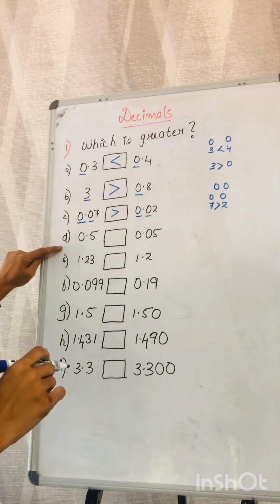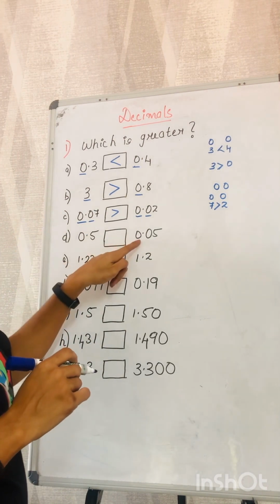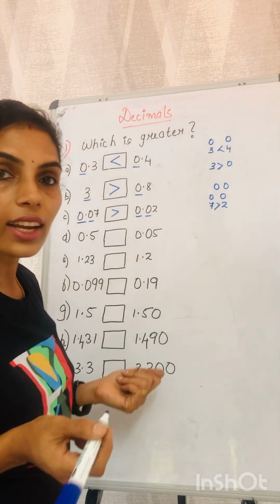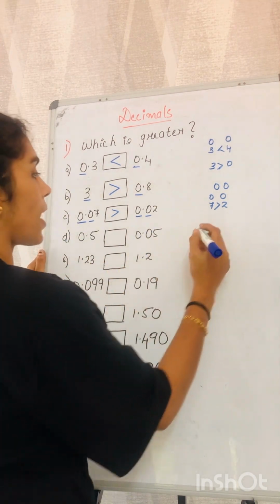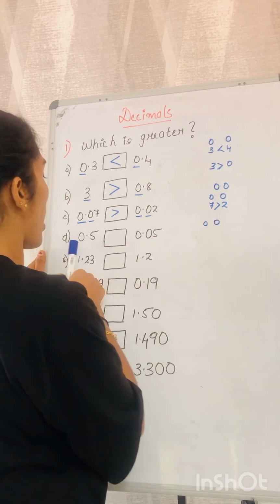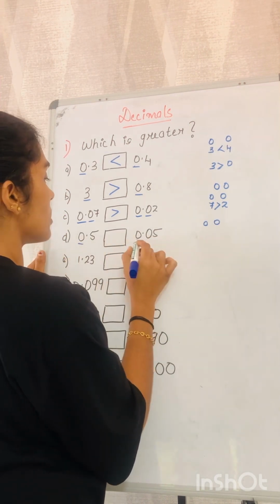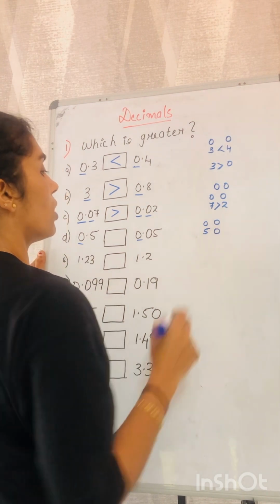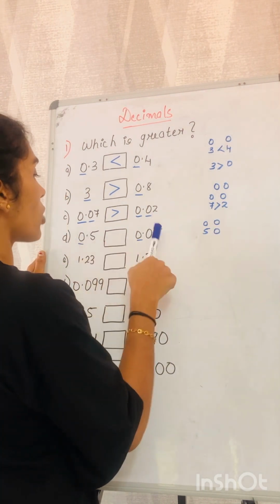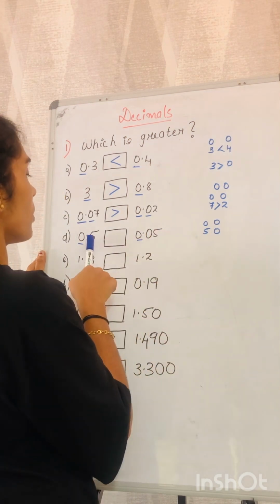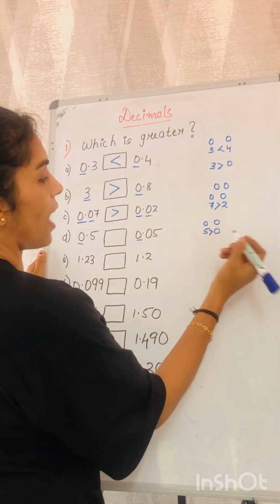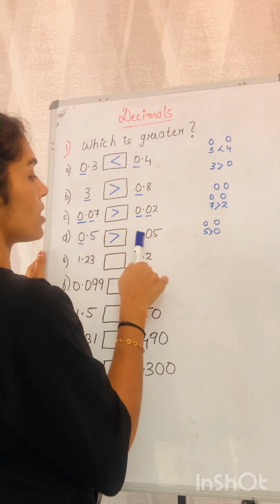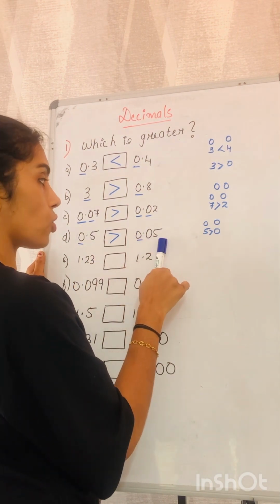Now our fourth one, 0.5 and 0.005. You have here 2 digits and you have here 3 digits. But start your comparison with the whole part. You have got equal, that is 0 and 0. In the 1/10 place you have got 5 and 0, right? So you have to stop your comparing there because 5 is greater than 0. So the decimal 0.5 is greater than the decimal 0.005.